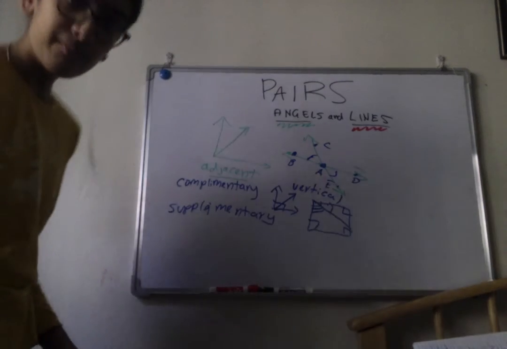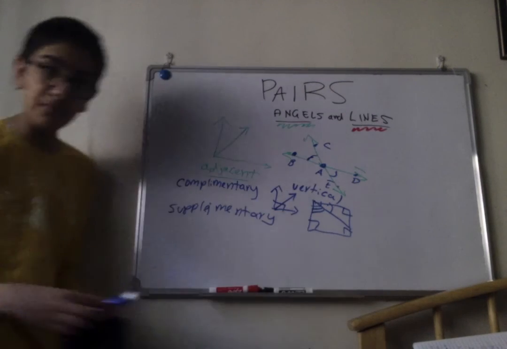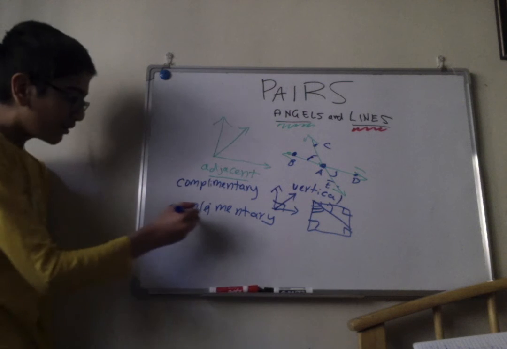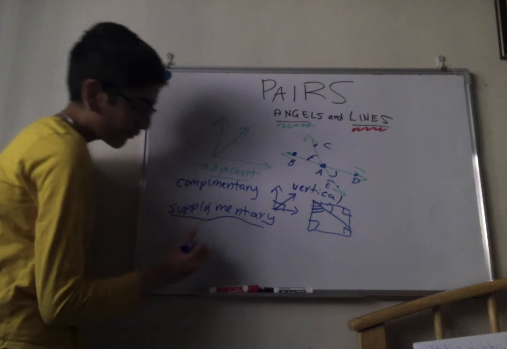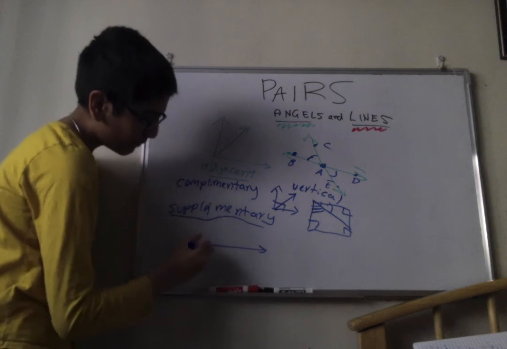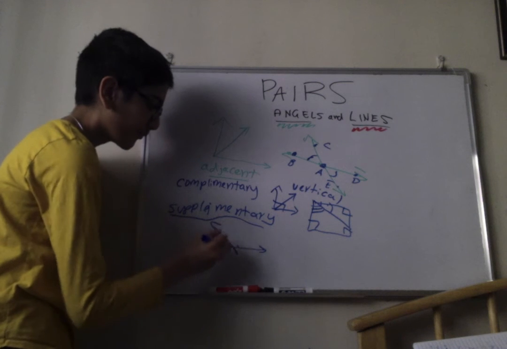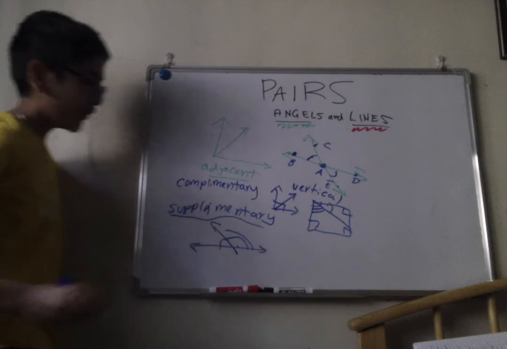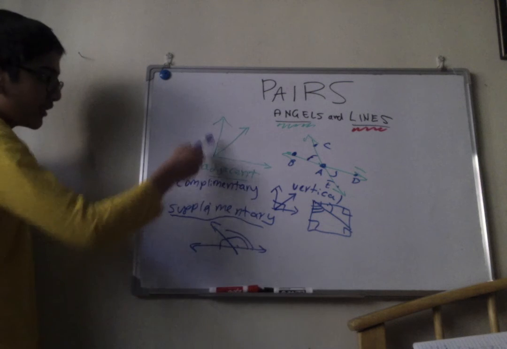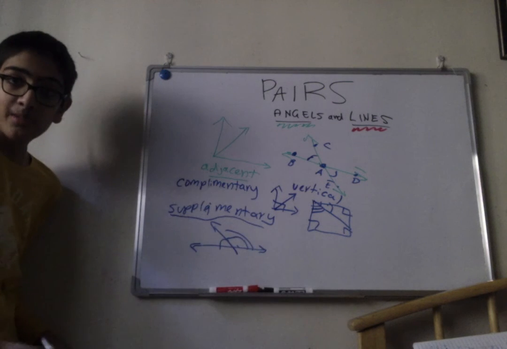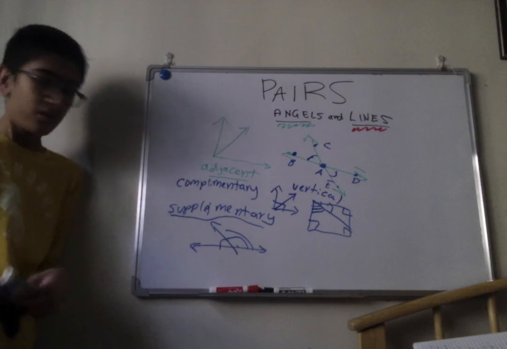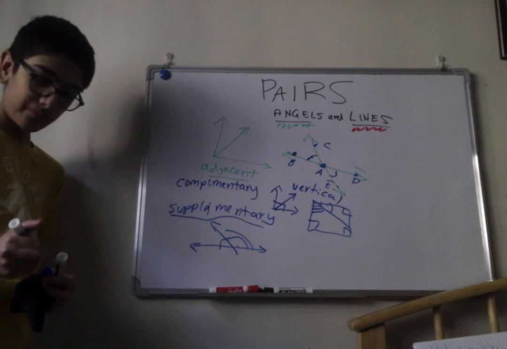Yeah, makes sense. What about supplementary? Supplementary. There's two angles that, when combined, form a straight angle, in which they're adjacent angles that add up to form 180 degrees, aka a straight angle. So those are complementary and supplementary.